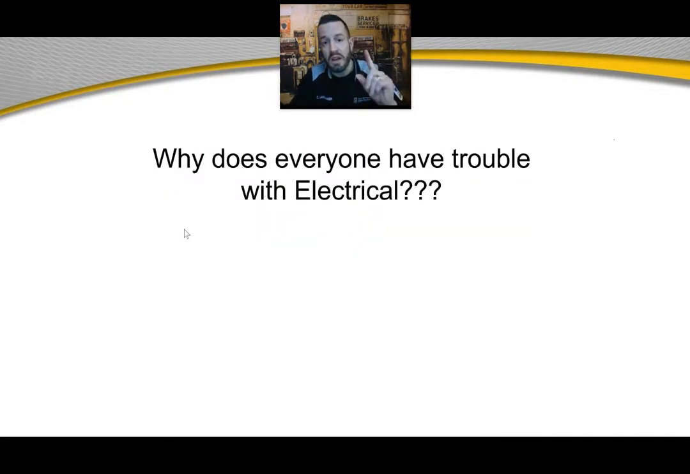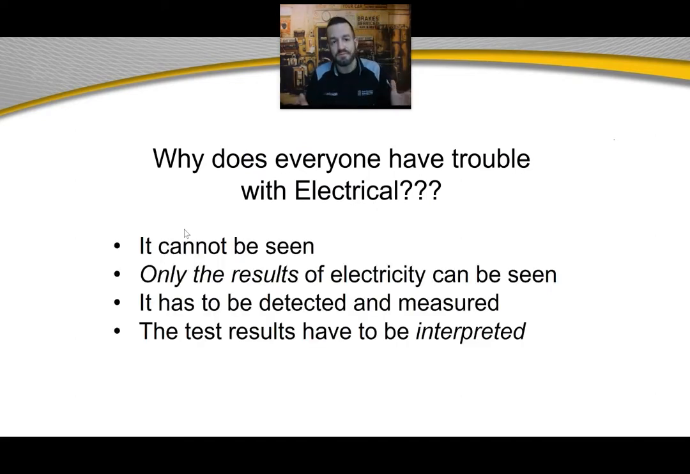Okay, so why does everyone have trouble with electrical? Well, for one thing, it can't be seen. Only the results of electricity can be seen. You've got a clunk in your front end, you put it up in the air, you shake the wheel, and you're like, oh, I've got a loose tie rod, a loose ball joint, the control arm bushing is rotted. You can see that, right? Why do I have grinding in my brakes? Pads are metal, all right?